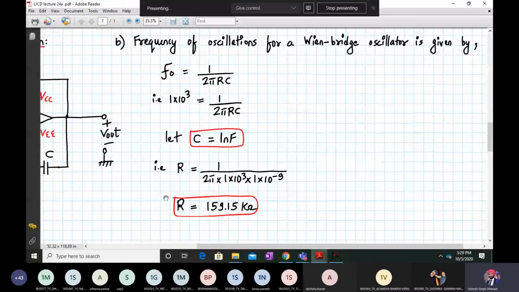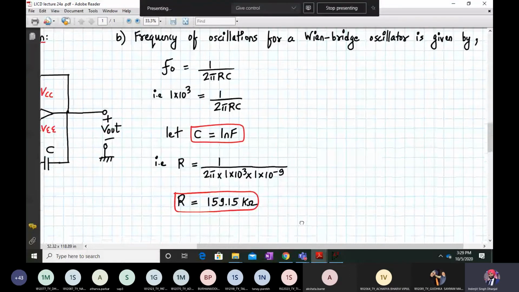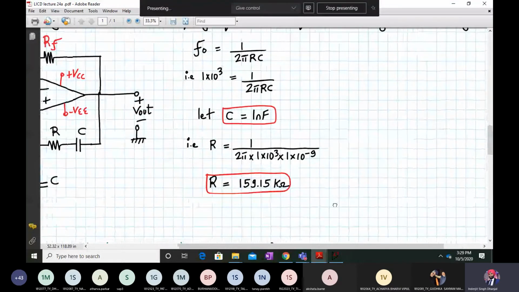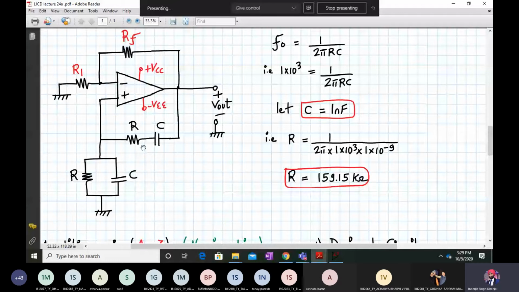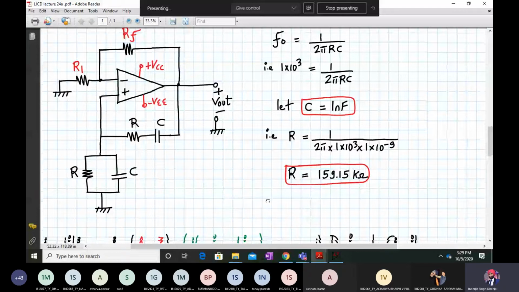Why can we not take resistors in ohms, less than 100 ohms, or greater than around 1 or 2 megaohms? We always select in the range of kilo ohms. Okay, so we have got the value of R and C. These are my frequency sensitive elements, R and C. So these values we can substitute, I mean, we can put these values in LTspice and check whether we are getting the desired output or not.